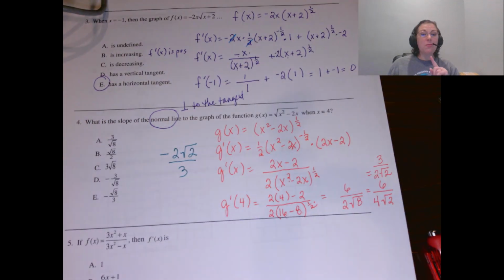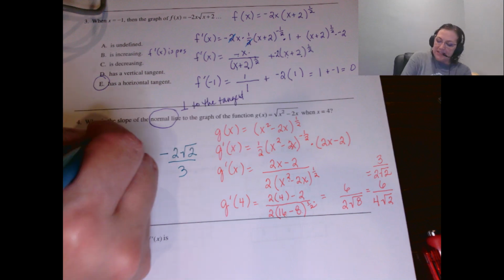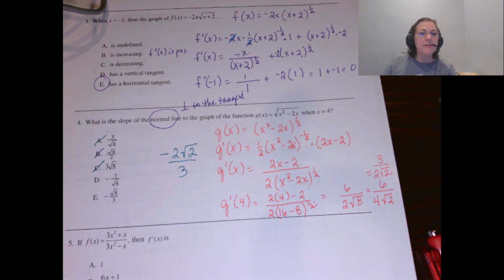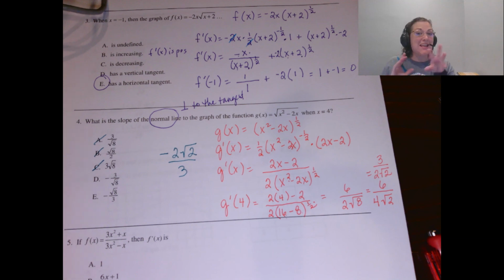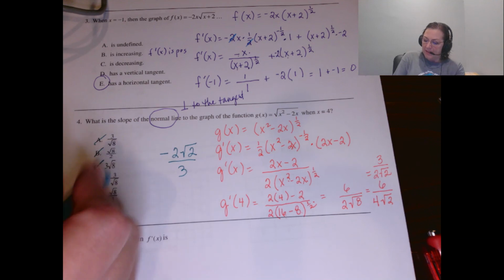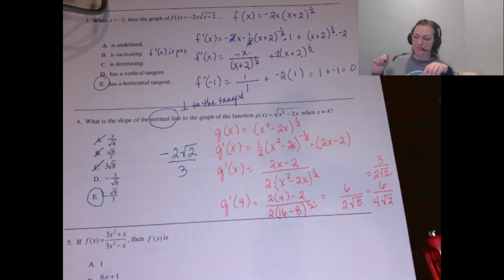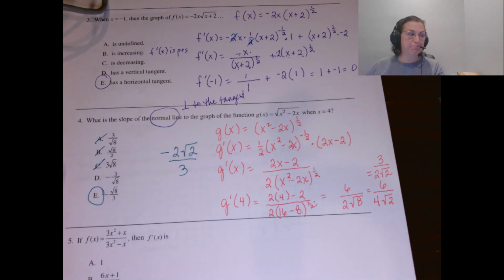Okay, well, the only ones that are negative are D and E. So I know A, B, and C are out. That won't work. And then it looks like they left the square root of 8. They didn't simplify like I did. So I'm going to go with E. So nicely done. Watch your wording with this, the normal line.